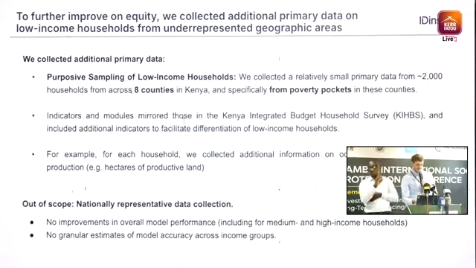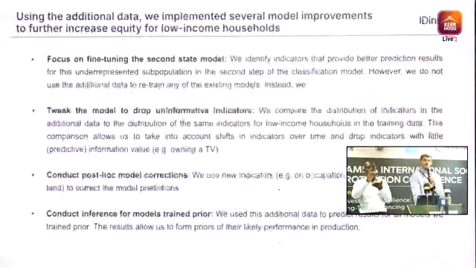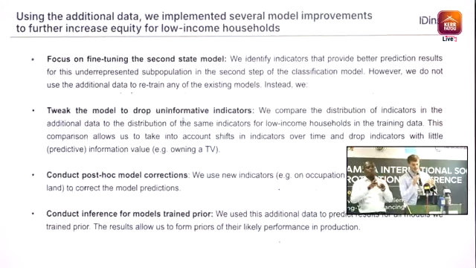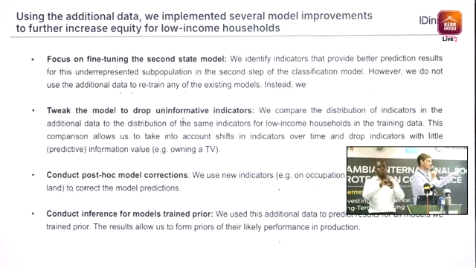That's the data collection that happened, and then the way we used this additional data was first to implement fine-tuning of the second stage model. And I'll show you that in a second visually again. But we identify indicators that provide better prediction results for this underrepresented population. That's the first one.